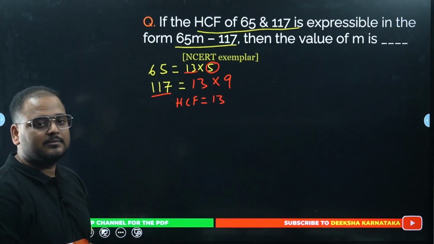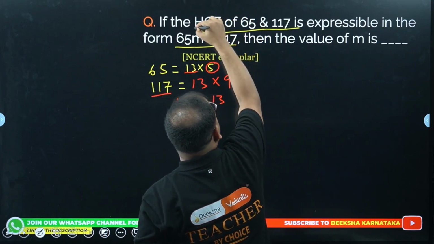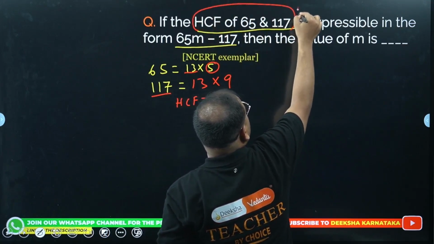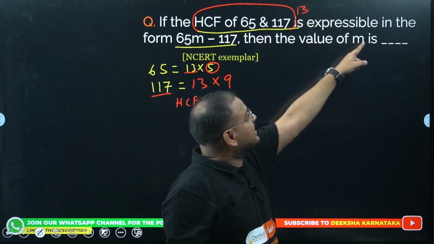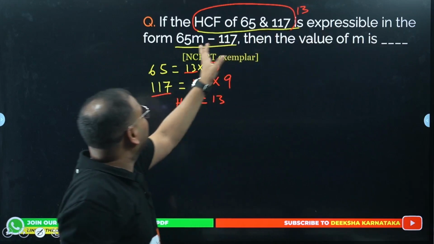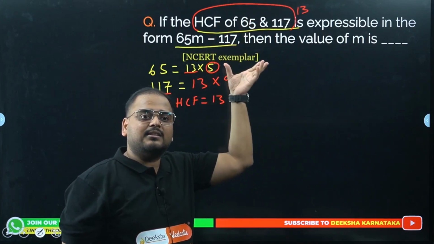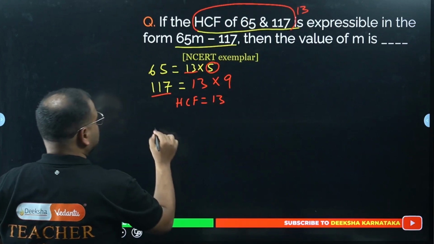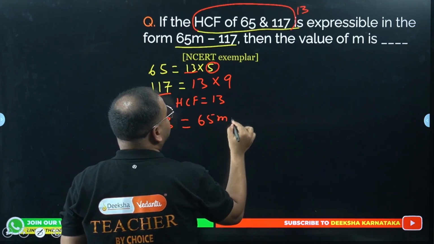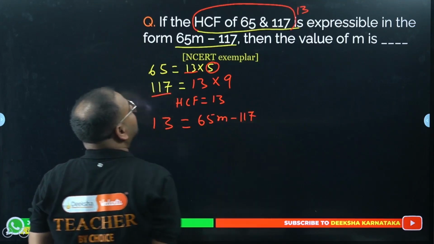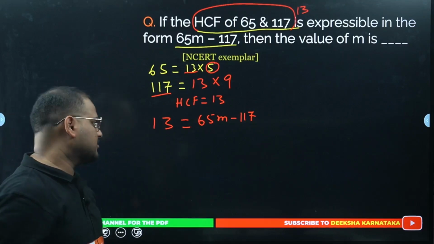Now read the second part. It says the HCF, whatever you get, so I can replace this entire number with 13. 13 is expressible in the form of 65m minus 117. It means we are saying that they are equal to each other. So 13 can be written as 65m minus 117. All the constants on one side, variables on one side, solve the linear equation, done.